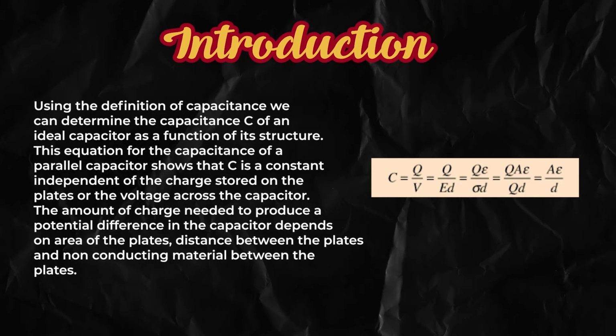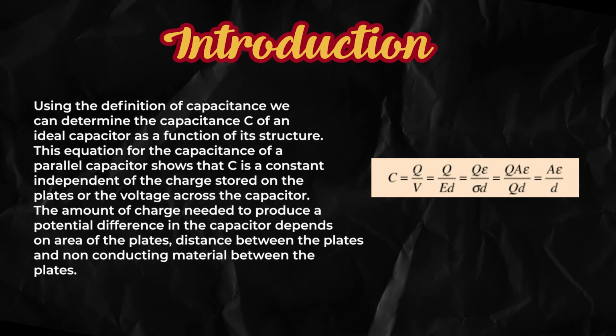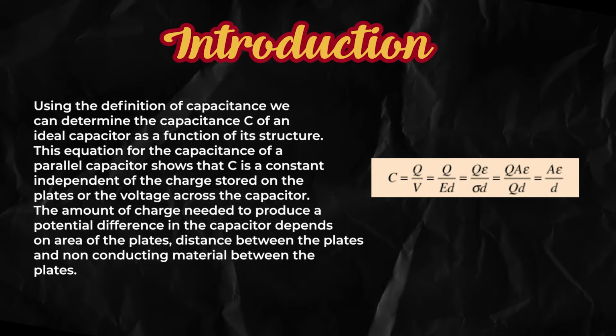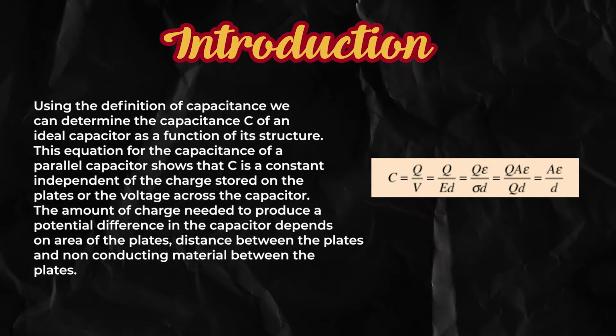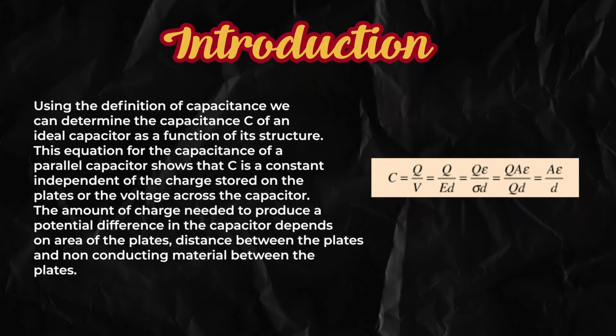Using the definition of capacitance, we can determine the capacitance C of an ideal capacitor as a function of its structure. This equation for the capacitance of a parallel plate capacitor shows that C is a constant independent of the charge stored on the plates or the voltage across the capacitor.